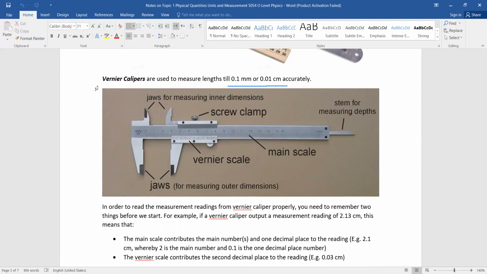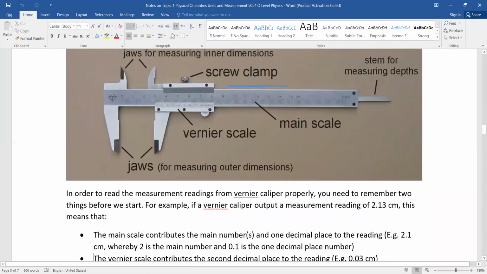Okay, so can you read the diagram? Different things are labeled there. You can see, right? I'm making it bigger so you can see clearly. Now, please read. Jaws for measuring inner dimensions. Do you understand this?